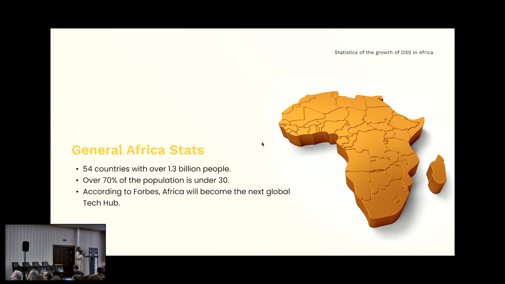So let's talk about Africa. First, there are 54 countries with over 1.3 billion people. I come from Nigeria, which is one of the most populated countries as well. Another key factor you should know is that 70% of the population are youths, and it plays into our ecosystem, where within tech, a lot of the people are youths under the age of 20, 23. We even have teenagers who get into tech very early, but the majority of people in the tech ecosystem in Africa are youths.